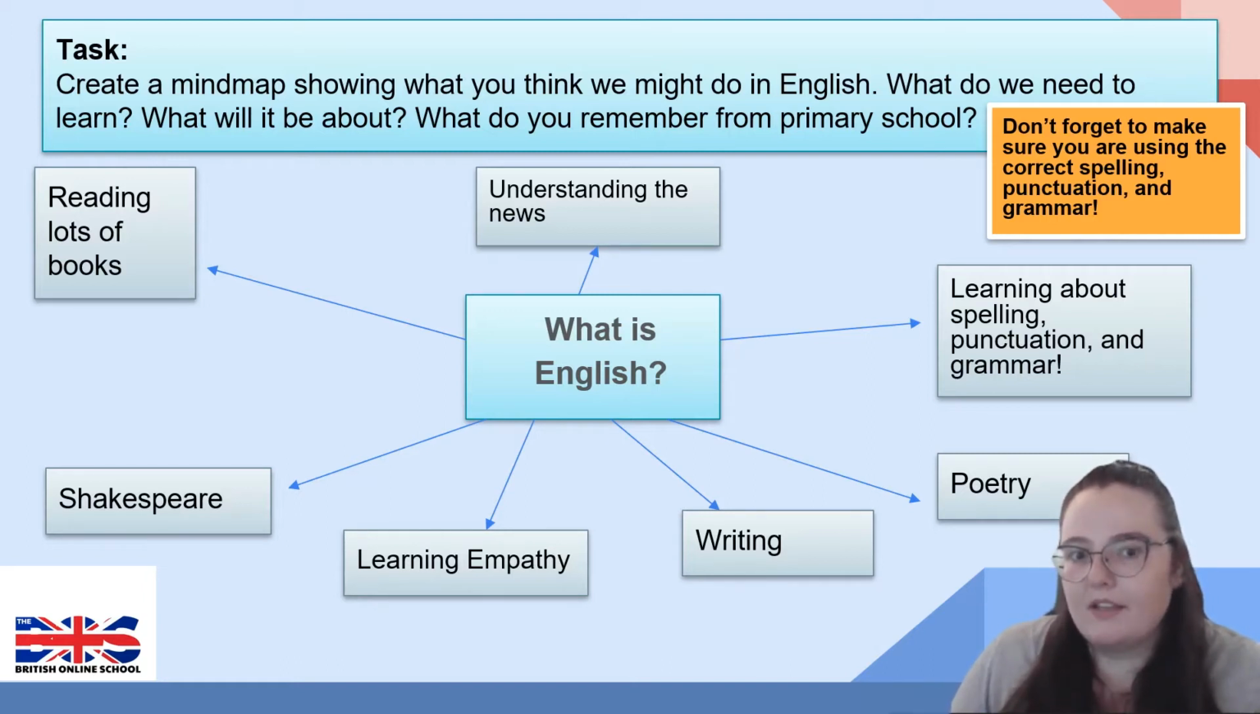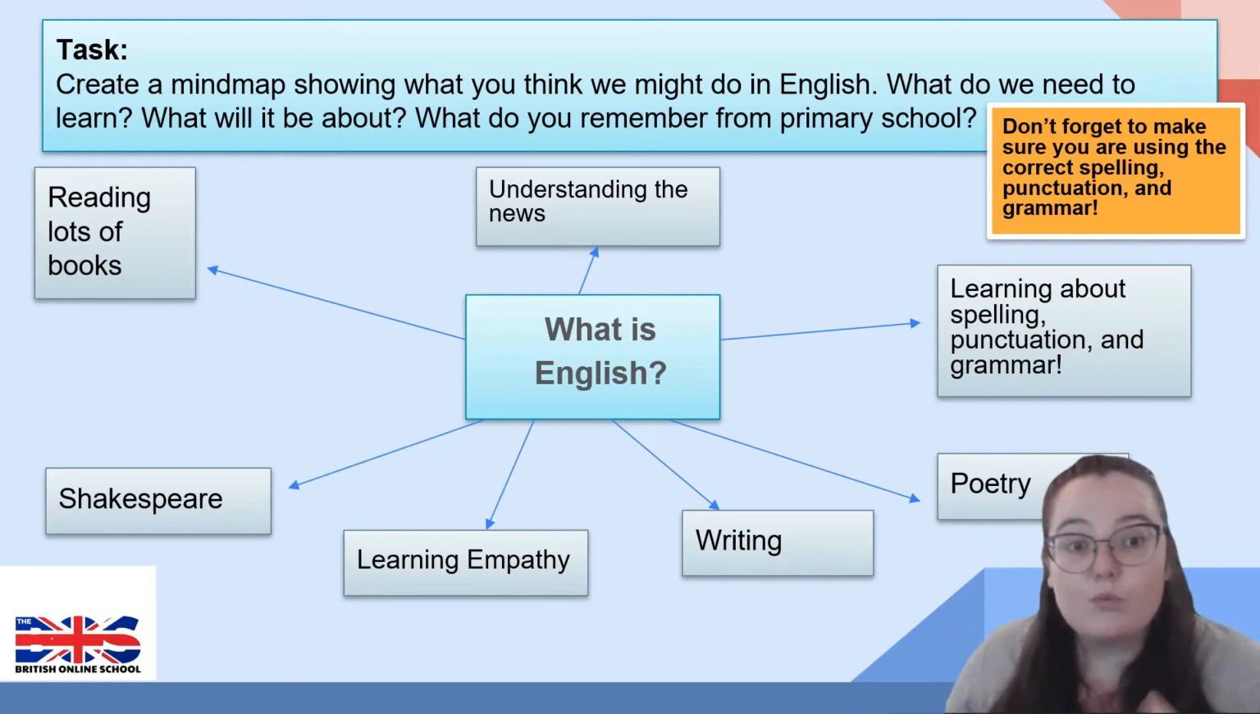Learning empathy. Now, for those of you who don't know what empathy is, it's the ability to understand people's emotions, to understand where they're coming from, to understand how other people are feeling. Now, this is something that is almost a hidden skill in English, but it's something that we learn really effectively through reading literature, through talking to other people, through getting a better understanding of English.